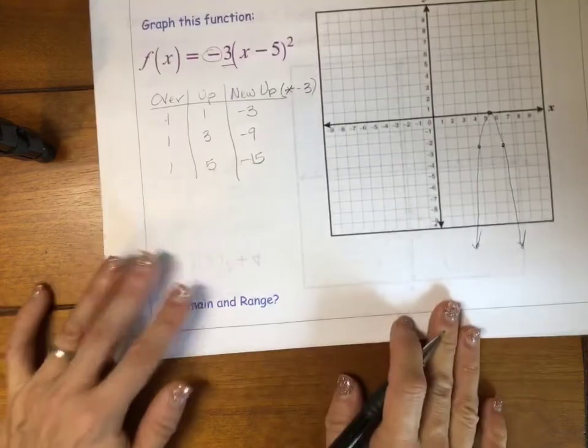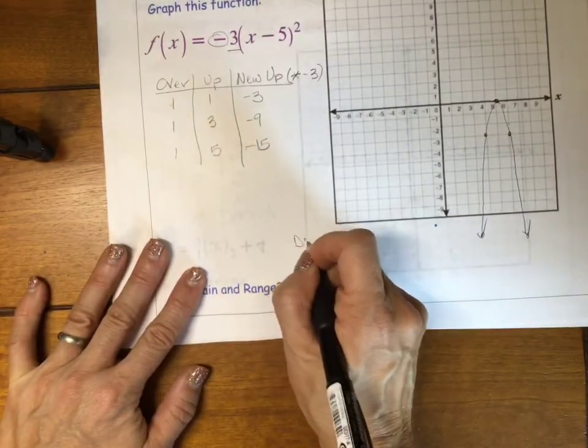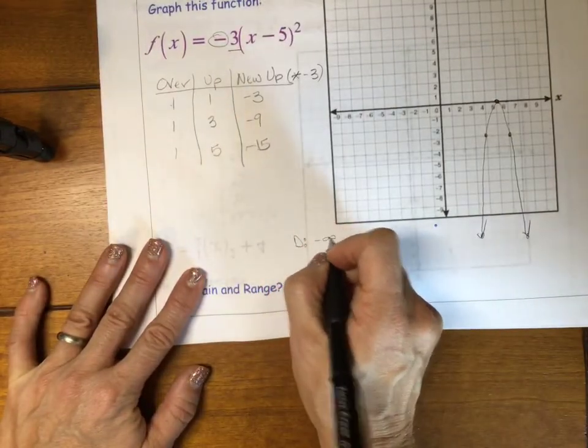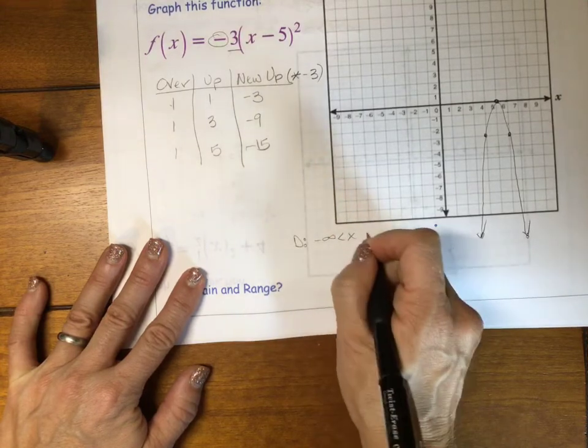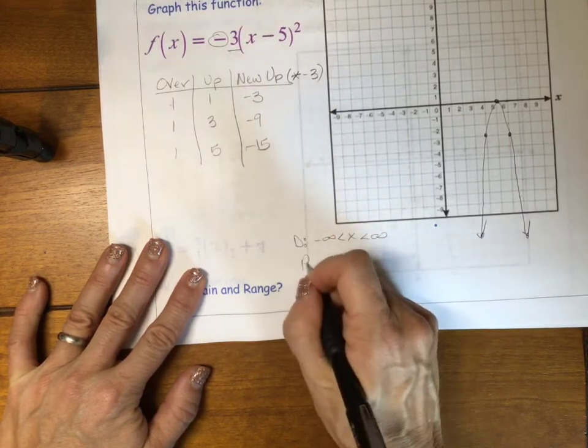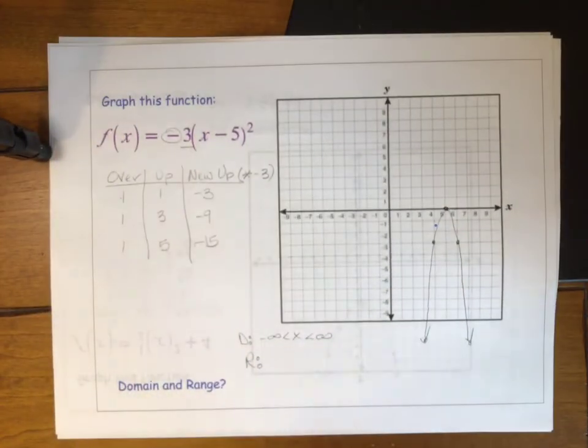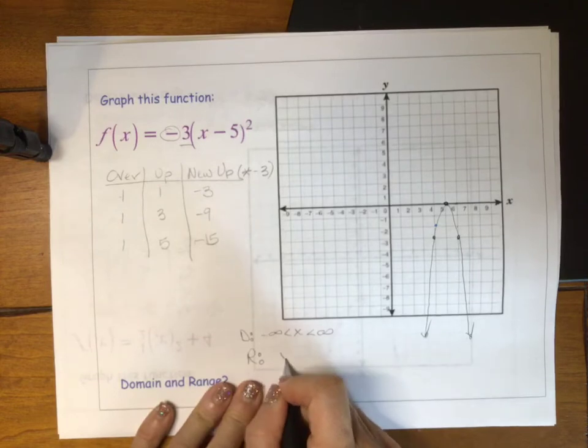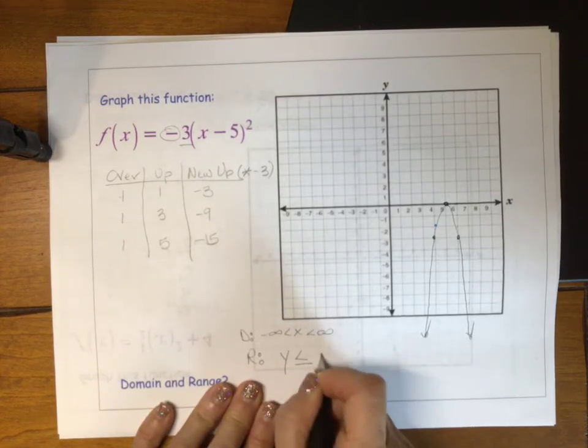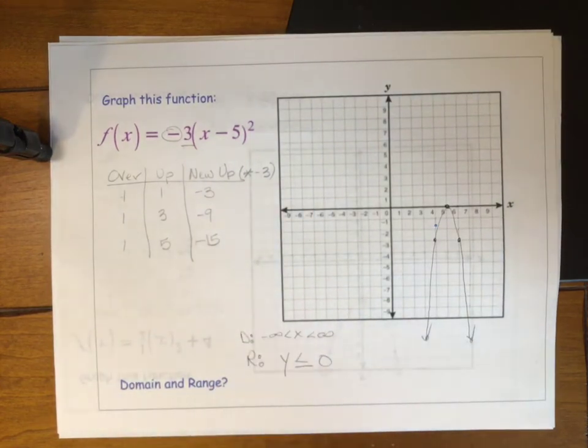So you should have known domain never changes. Negative infinity is less than x, which is less than infinity. And my range, this time my y is not a minimum value. My y is the greatest value. And my y value is 0. So in this case, my range is y is less than or equal to 0.